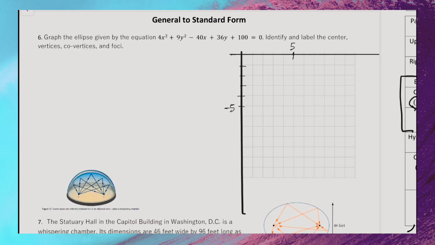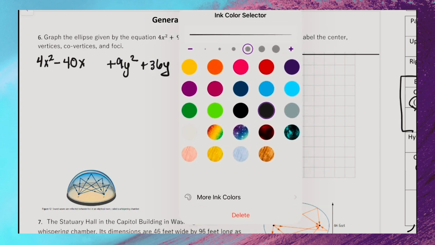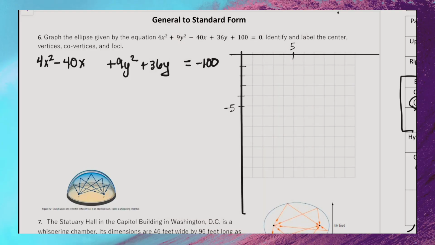Okay, so first things first, I need to rearrange this general form. So I'm going to put the x pieces, leave a gap strategically. You'll know why in a second. Then the y pieces, and then leave a gap. And I'm going to move that 100 to the other side of the equation, okay? The reason is my very next step is going to be to factor.